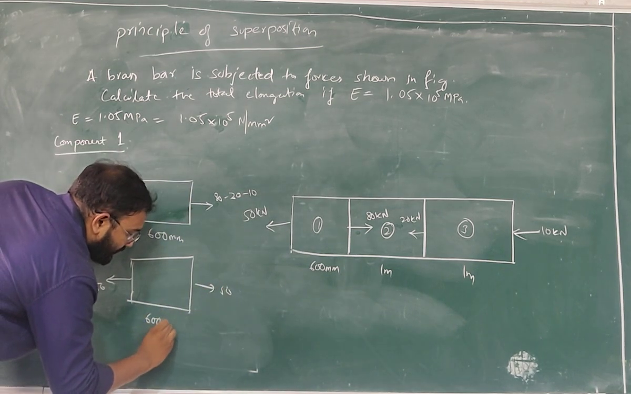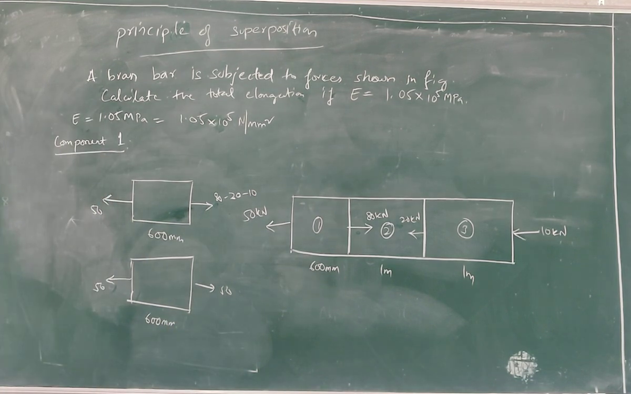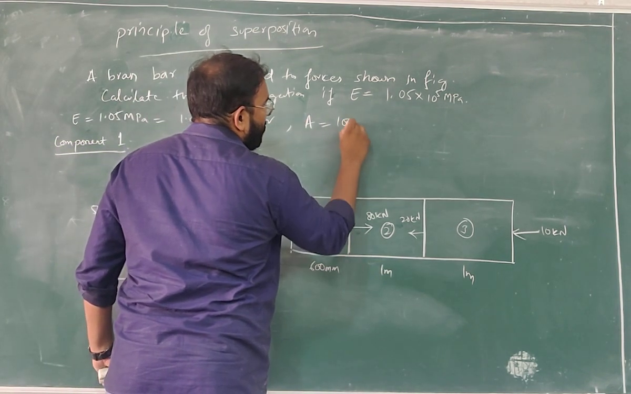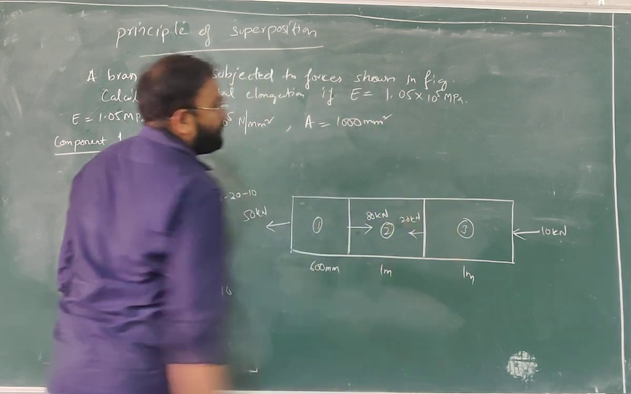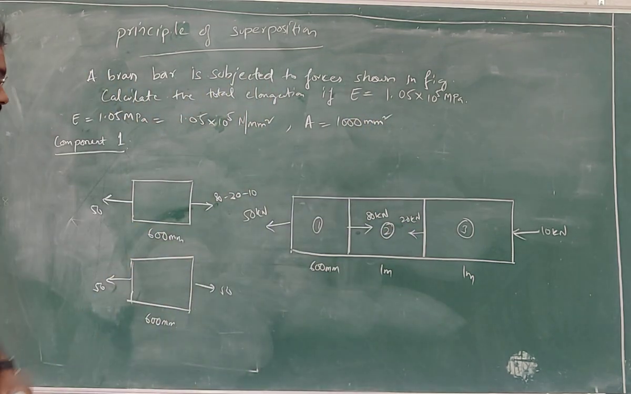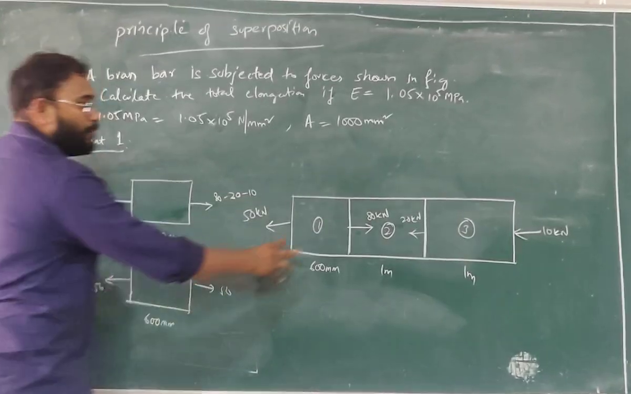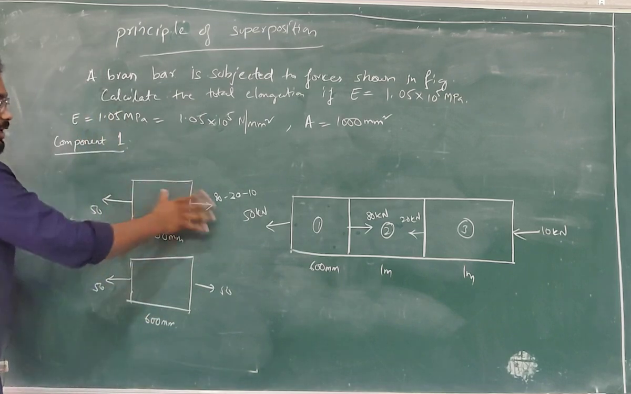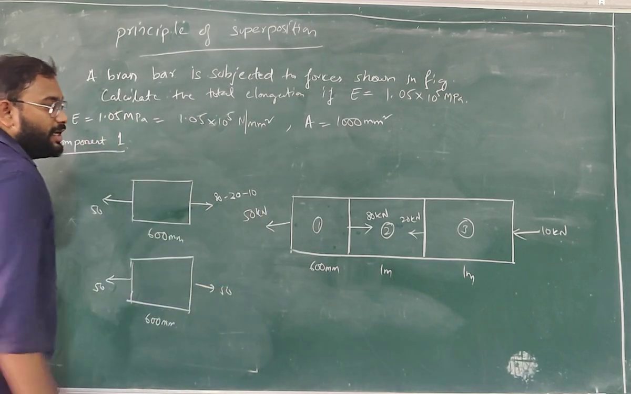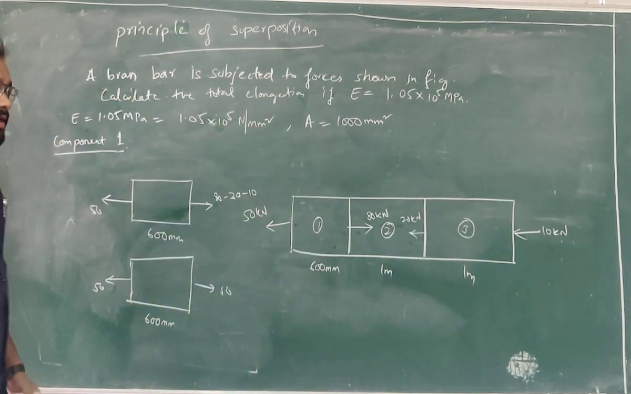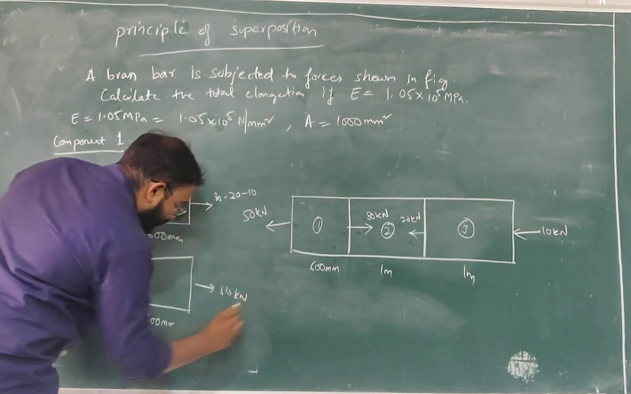The length of the bar is 600 millimeter. I have not given you the cross-sectional area. Cross-sectional area is 1000 millimeter square. It is a constant cross-sectional area. So we have resolved this into forces. What force is acting on component 1 I have calculated. Here it is 50, here it is 80 minus 20 minus 10. So 50 kilonewton will be acting on either side.